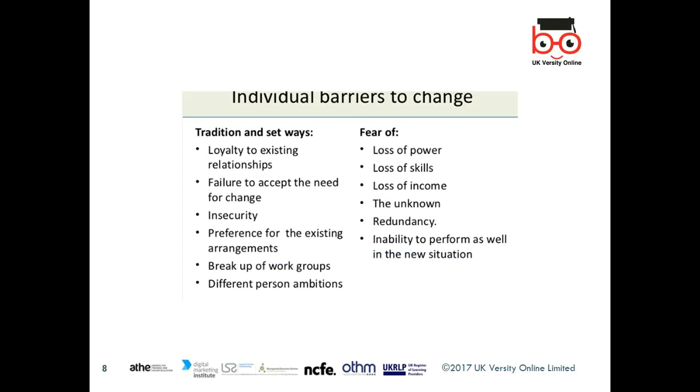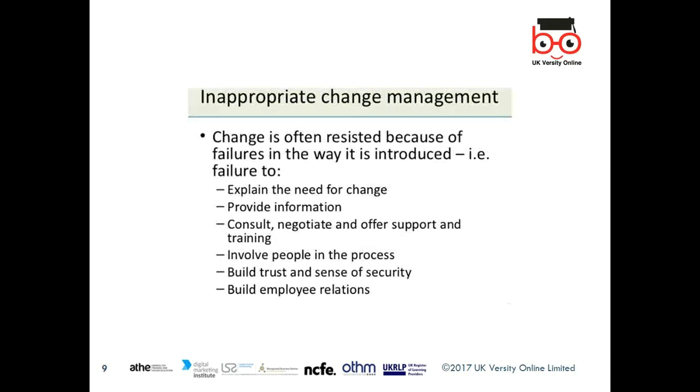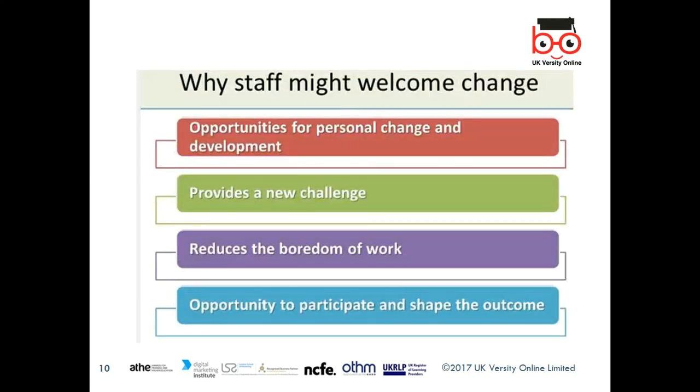Traditional and set ways, loyalty to existing relationships, failure to accept the need for change, insecurity, preference for existing arrangements, breaking up work groups. Different personal ambitions can also be a factor: fear, loss of power, loss of skill, loss of income, the unknown, redundancy. People can become redundant when we make the change, or be unable to perform as well in the new situation. So we need to look at how we can cope with them.